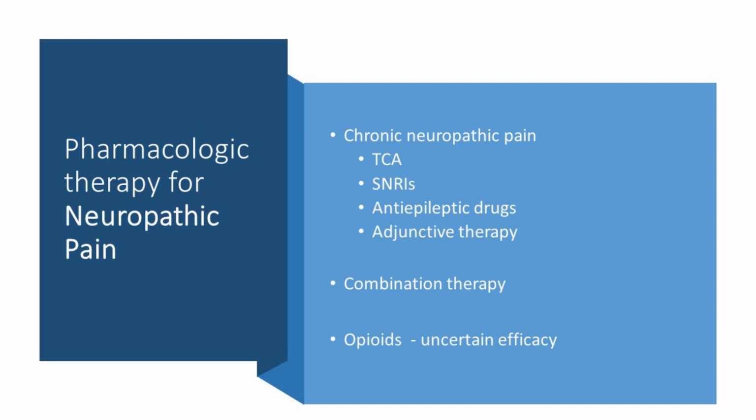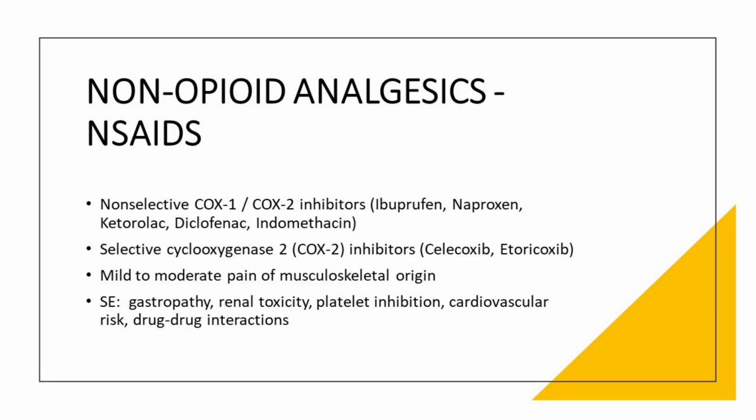therapy. Opioids, they have uncertain efficacy. Please consider them as second and third option. They are reserved for patients with high severity intractable pain, episodic exacerbations of severe pain, or neuropathic cancer pain. Now let's review each class of pain medications with their side effect profile.